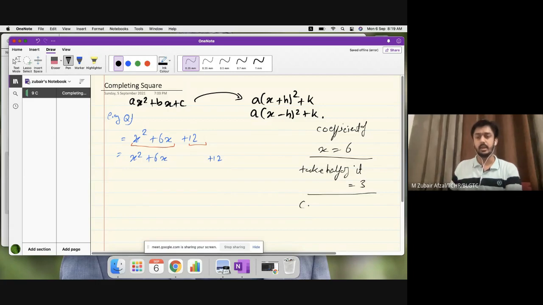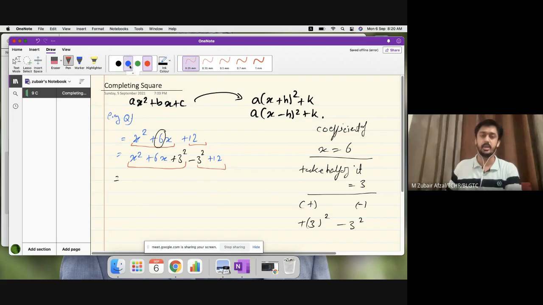Then we add and subtract the squares. So this is add 3 square and subtract 3 square. So the coefficient of x is 6. In this case, half of it is 3. Add 3 square, subtract 3 square. When we add and subtract the same number, mathematically there is no change in the equation. Then we close these 3 and solve the last remaining 2.